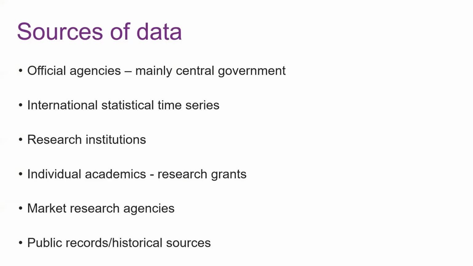Where does it come from? Again, that varies depending on the data type. So some of the sources that you see here, including agency and statistical time series, those are clearly the main sources for quantitative data. Most of our qualitative and mixed method comes from individual academics. So they may have gotten a research grant and then deposit the data with us after that research has ended. And then, of course, we also hold some originally paper-based public records and historical sources, including things like the census.